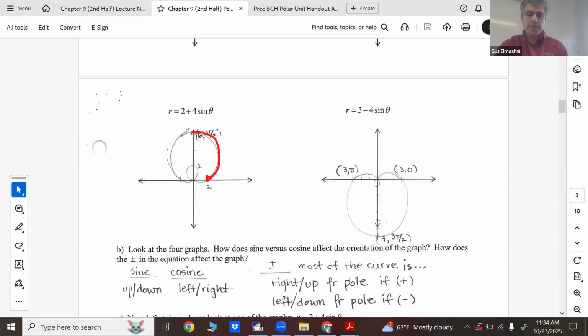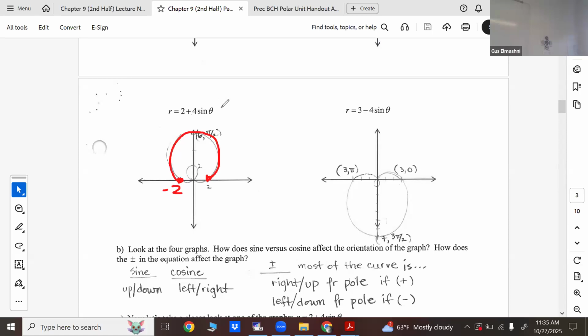And we generate this. Which should make sense, right? Because if I plug in 0, clearly, I get 2. If I plug in pi over 2, what's sine of pi over 2? What's 4 times 1? 2 plus 4. Great, that makes sense, right?